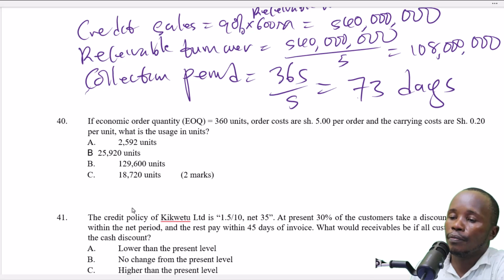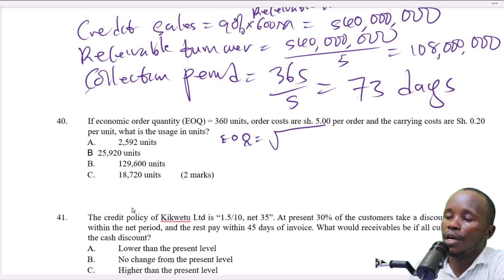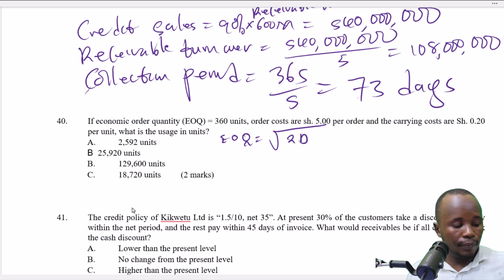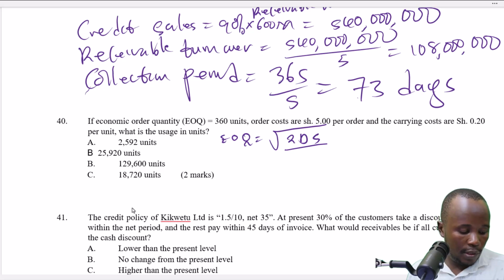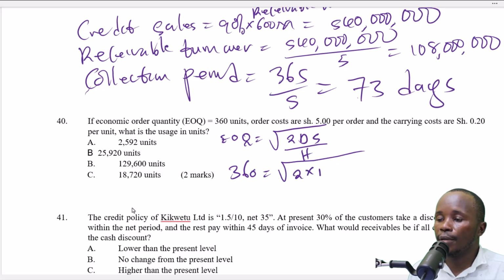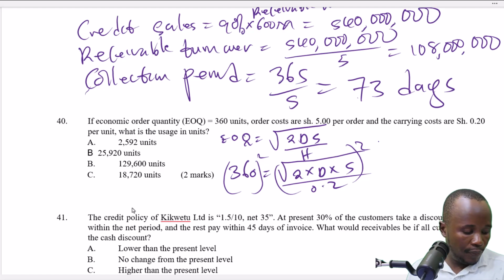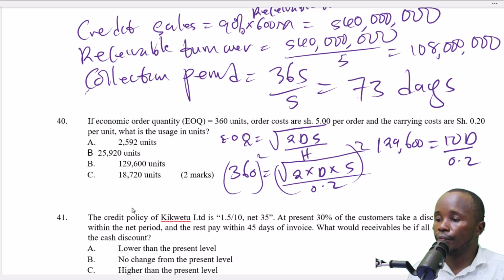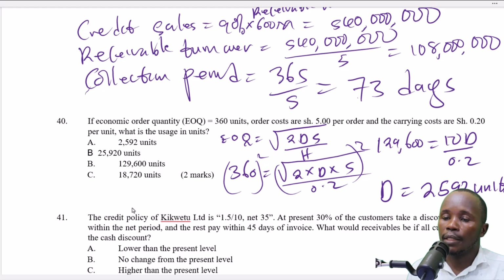How do you find EOQ? EOQ is obtained as the square root of 2D times the ordering cost, divided by carrying cost. We have been told that this is 360 units, which is the square root of 2 times D times 5, divided by 0.2. Squaring both sides, you'll find that 129,600 is equal to 10D divided by 0.2, and therefore your D is 2592 units. That is the annual demand. That is the usage.